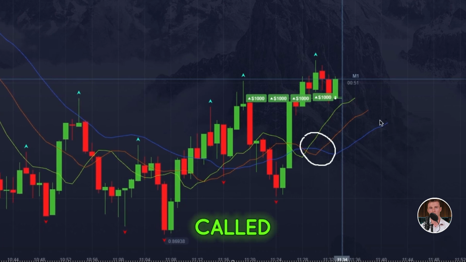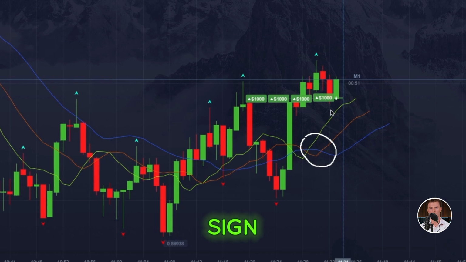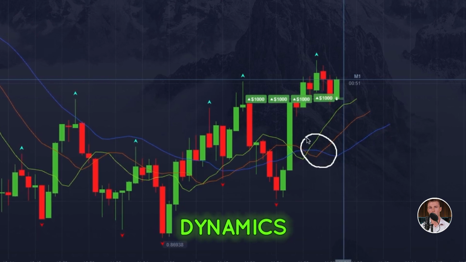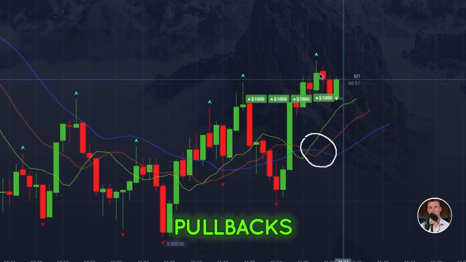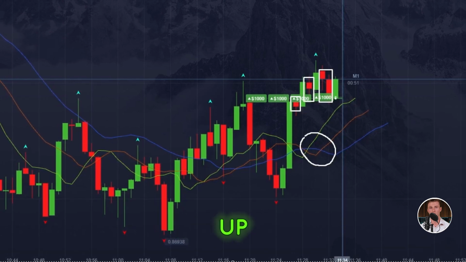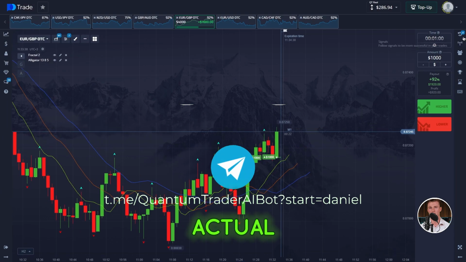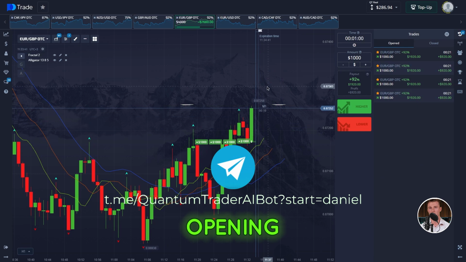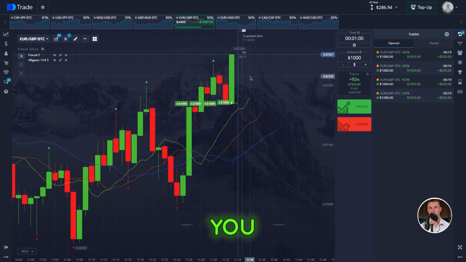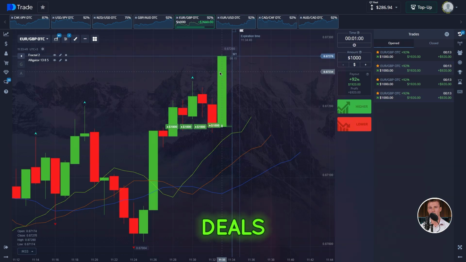We have the moving average called jaws that went down and the one called lips that went up. This is a sign of strongly upward dynamics. We also had a couple of pullbacks in the price in general. Now, nothing prevents it from going up, which is why in the direction of the actual trend, we are opening our closing deals here with you. And let's look at the result of our closing deals.